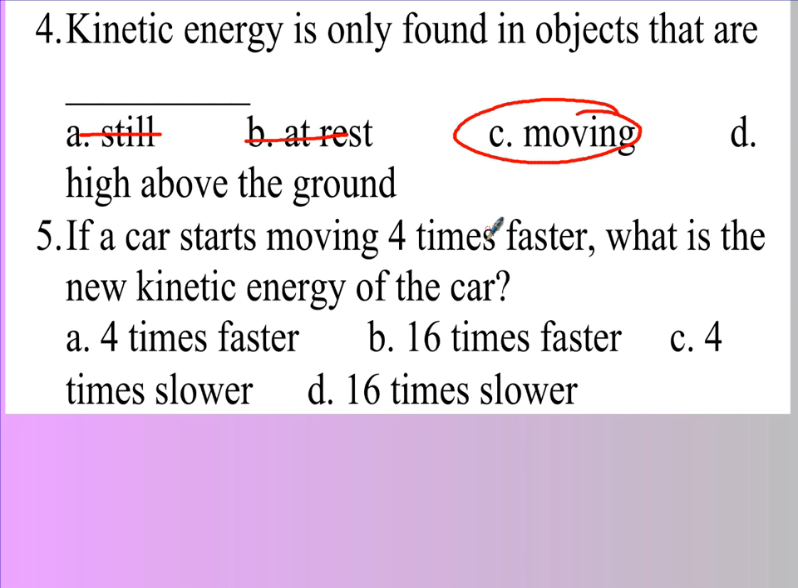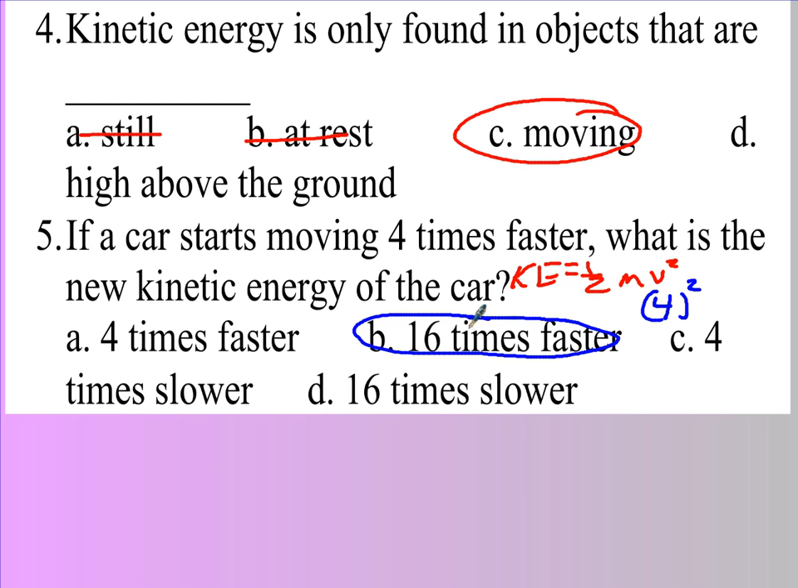If a car starts moving 4 times faster, what's the new kinetic energy? Okay, write out the formula. KE is 1/2 mv squared. Now you're going to go 4 times faster. So 4 is the speed, and when I square 4, I get that it is 16 times faster.